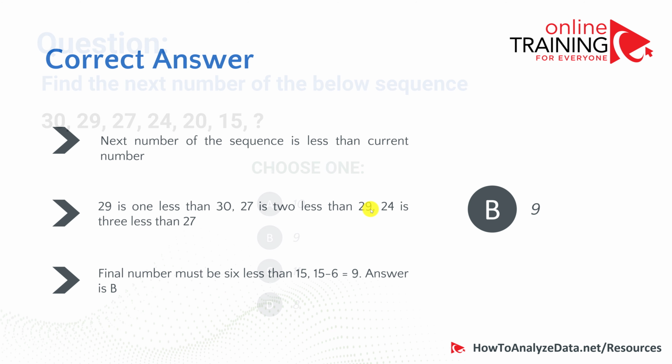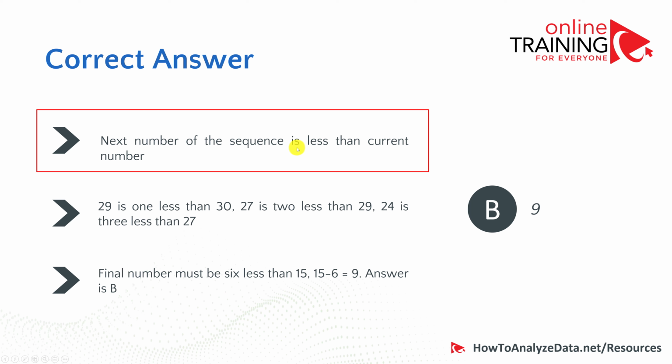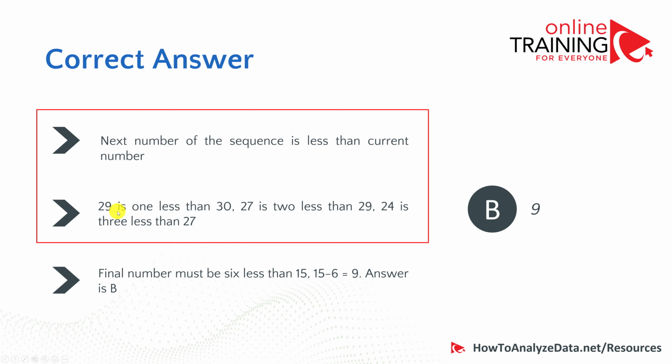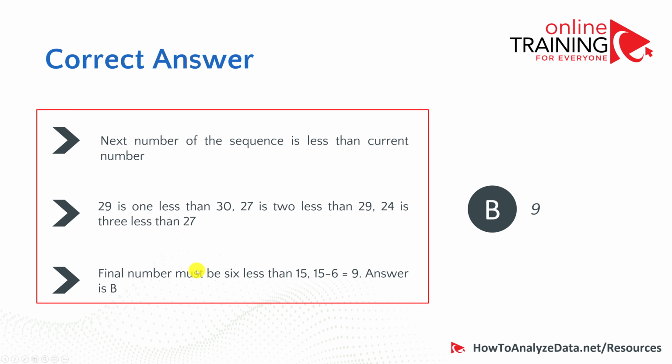Let's recap. So next number in the sequence is less than the current number. 29 is less than 30, 27 is 2 less than 29, and 24 is 3 less than 27. And you can continue the sequence once you detect it. And final number must be 6 less than 15, which is 9. So the correct answer is B, which is 9. Hopefully you've got this one right.